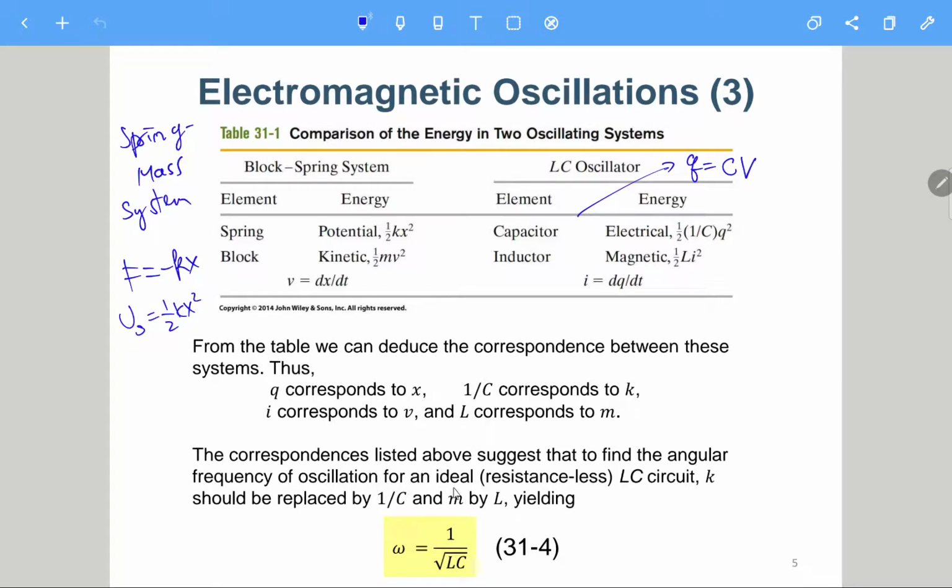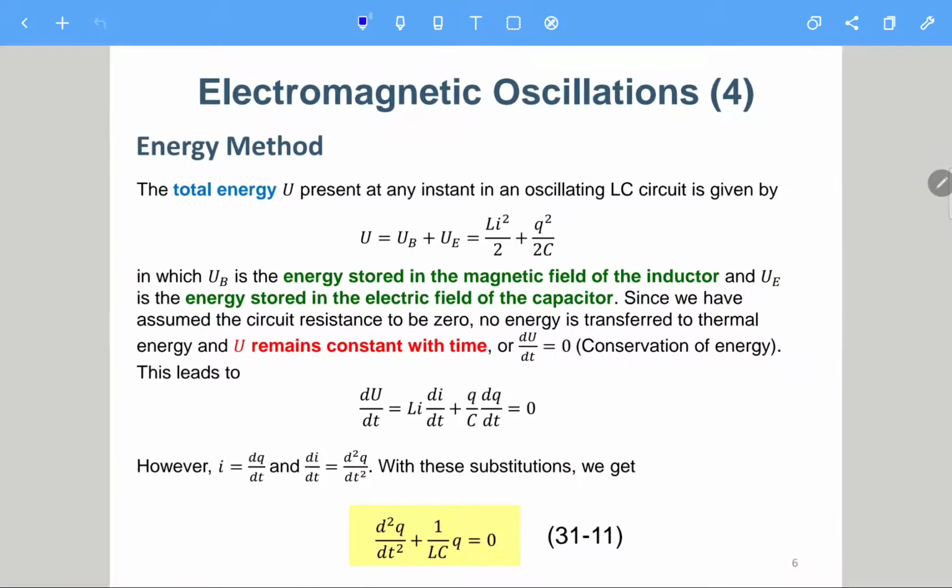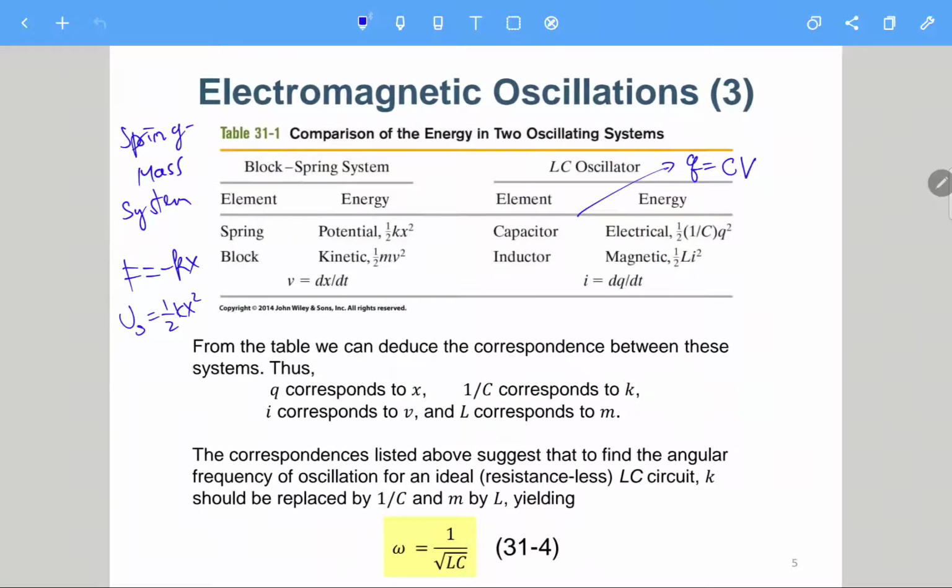So in that case, for the spring mass system, you know that it should be some sort of oscillation, and the oscillation frequency is 1 over the square root of LC.